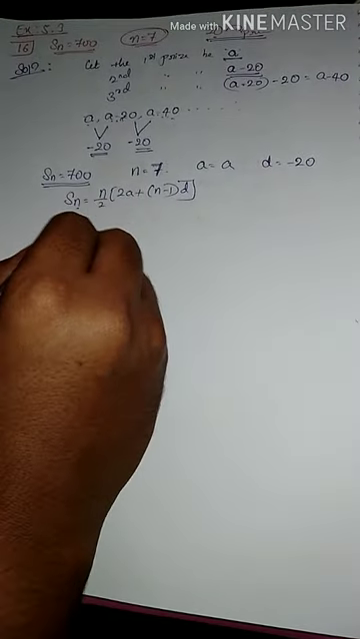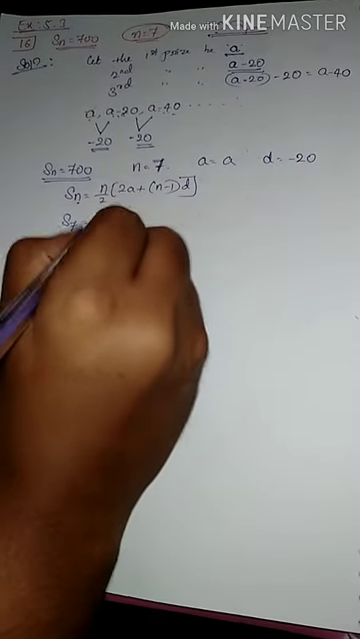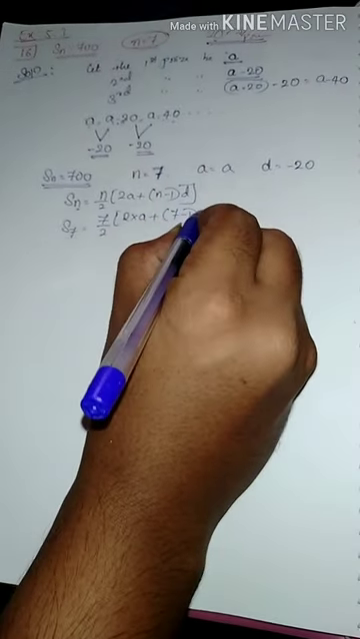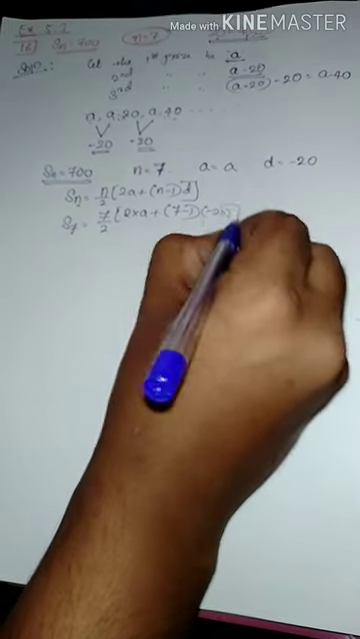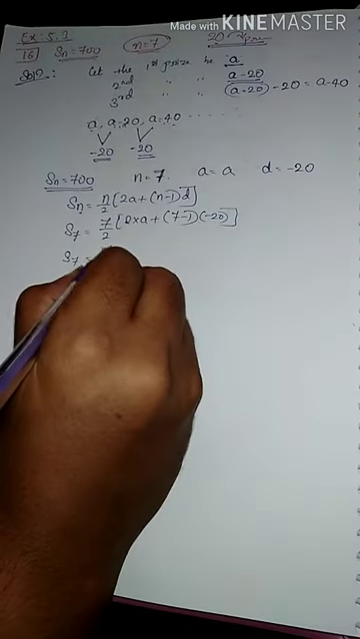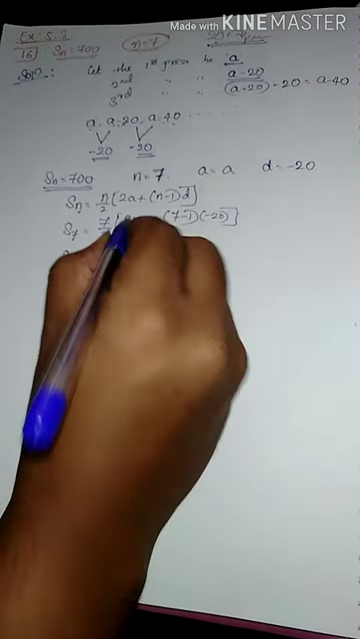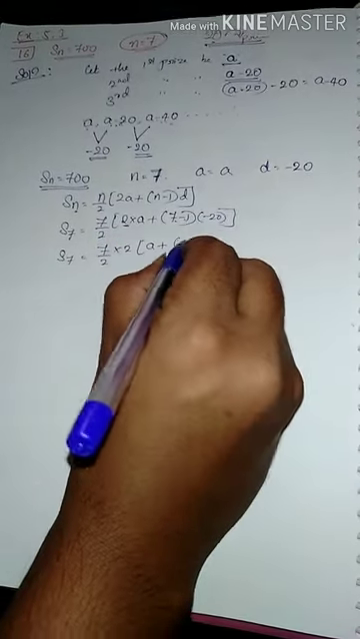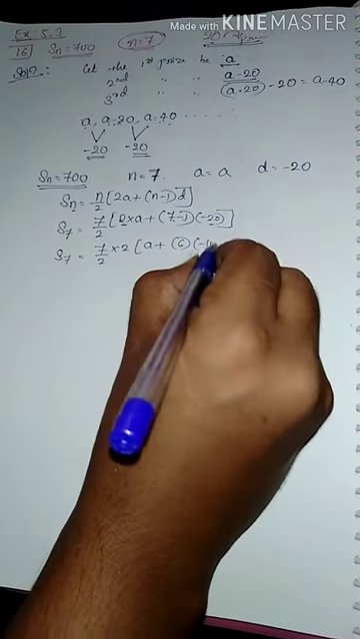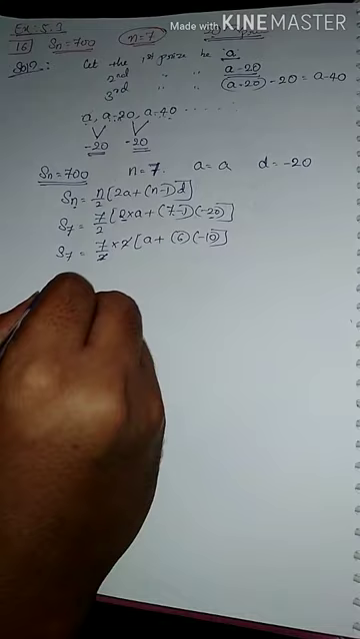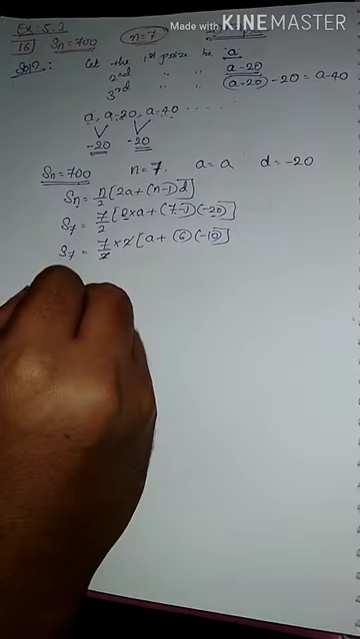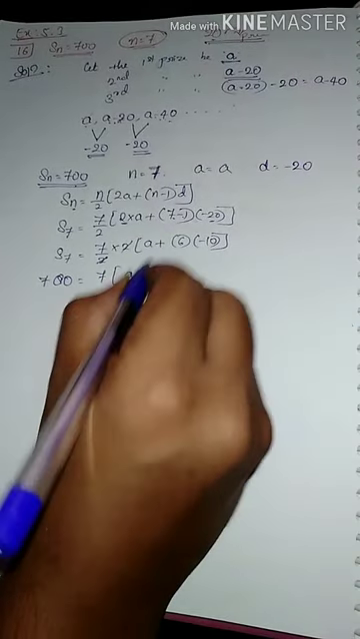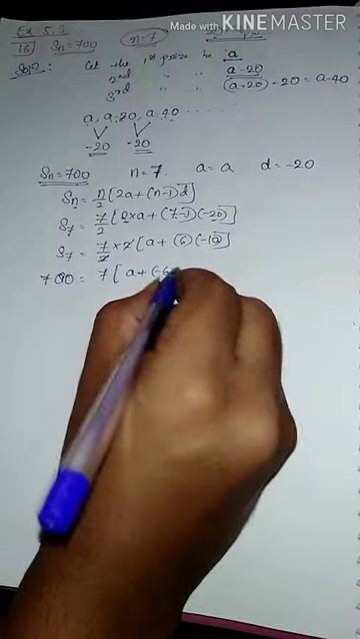But n is there. n is nothing but 7. So S7 is equal to 7 by 2 into 2 into A as it is plus n is 7 minus 1 into D is minus 20. S7 is equal to 7 by 2. 2 is common. Take it outside into 2. So the remaining term A plus 7 minus 1 is nothing but 6, but already 2 is outside, the remaining term here minus 10. 2 gets cancelled. S7 is nothing but 700. 700 is equal to 7 into A plus 6 into minus 10, is A minus 60.